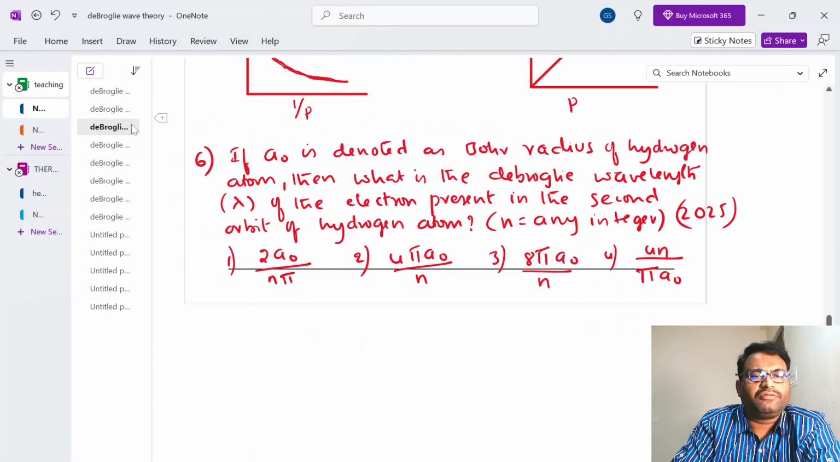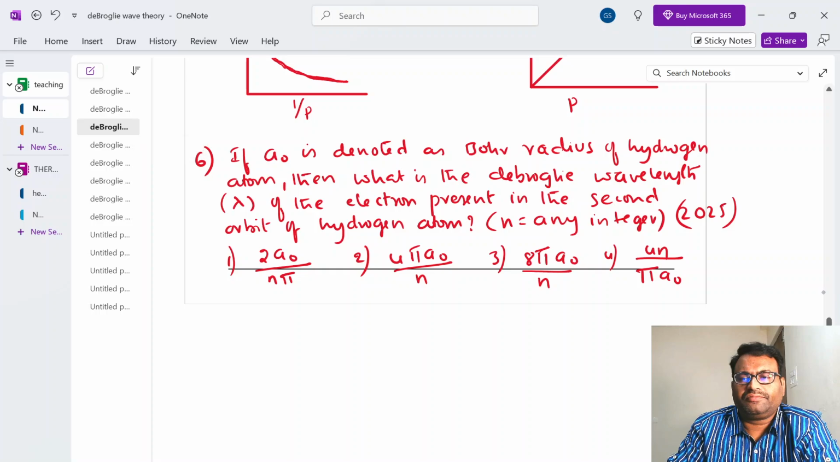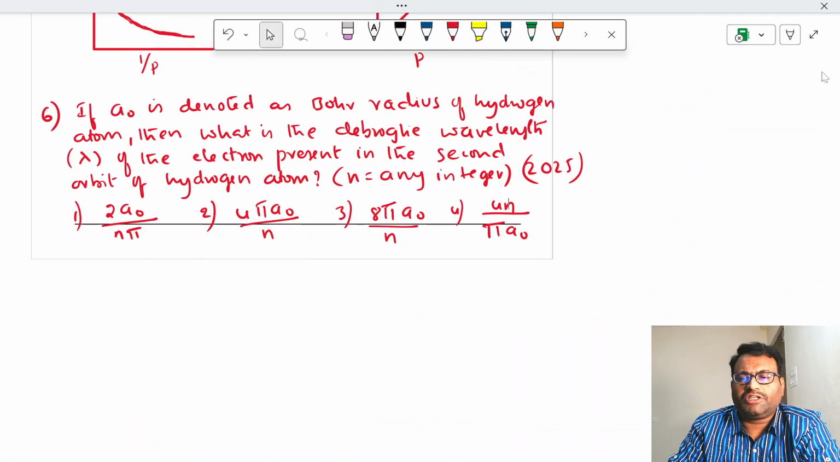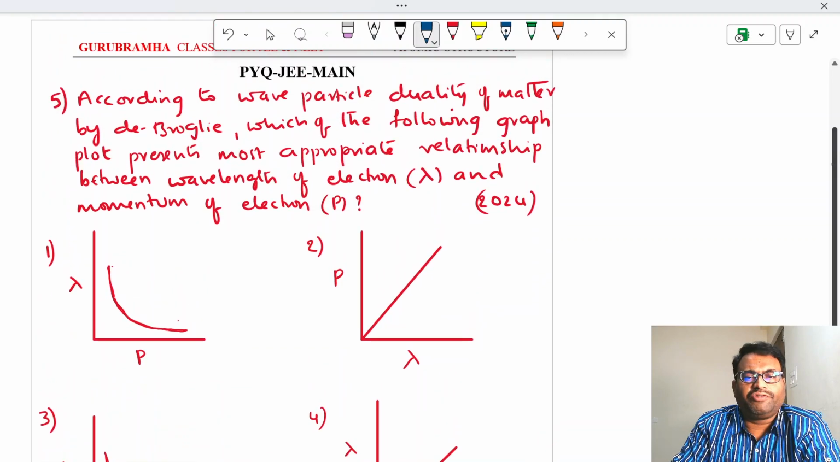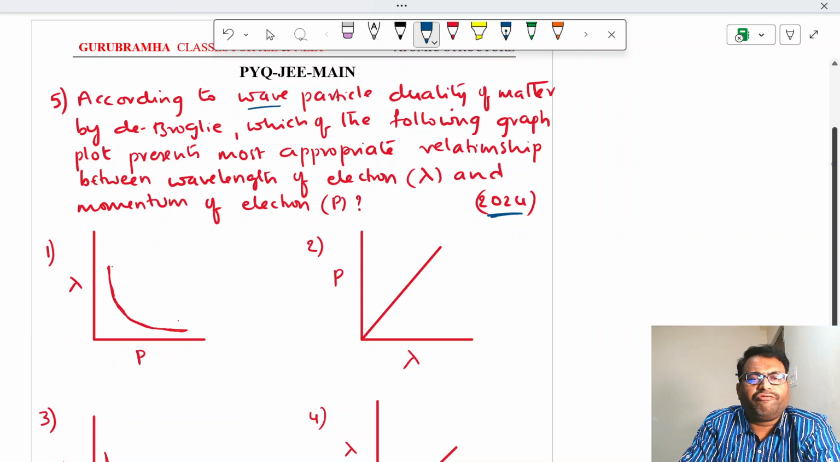Next, coming to the next question. What is asked in 2024? Recently it was asked. According to wave particle duality of matter, that is, the dual nature of matter by de Broglie, which of the following graph plots presents the most appropriate relationship between wavelength of electron and momentum p?